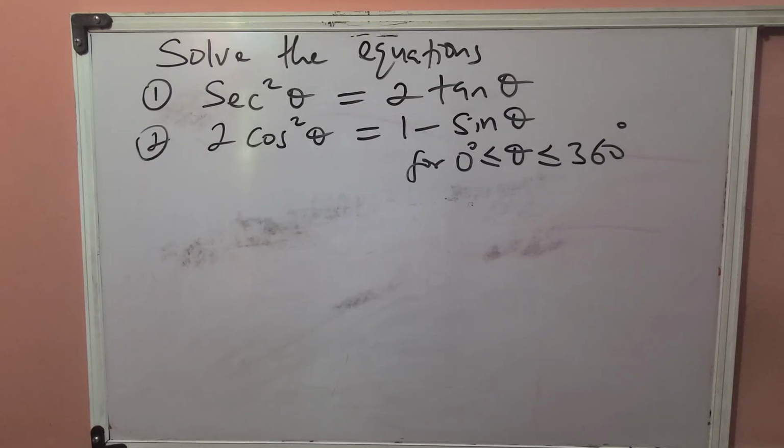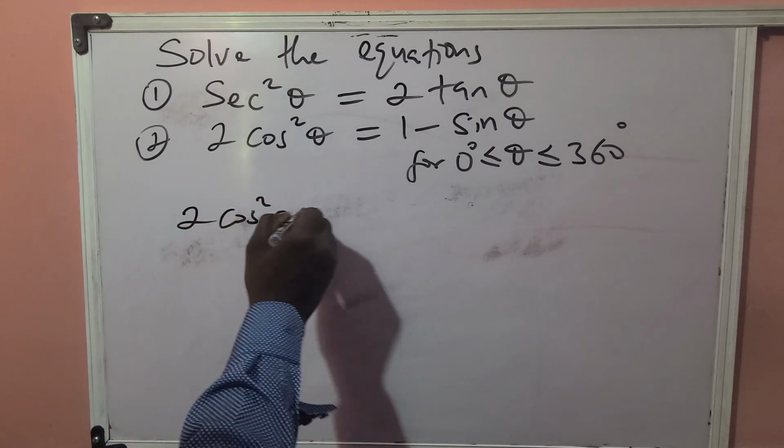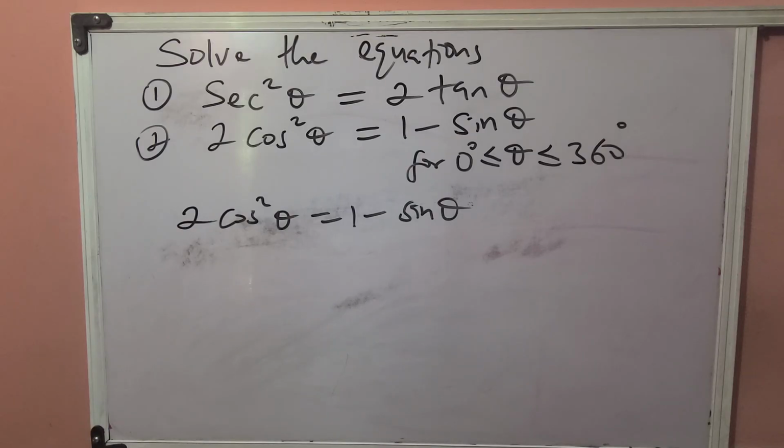So for question number 2, we have 2 cos squared theta equals 1 minus sine theta. Now, in this particular question, you have to make use of your identity first. I told you the two skills: getting your identities right and knowing how to solve angle of any magnitude. Having these two skills will set you up for solving any question on trigonometry.